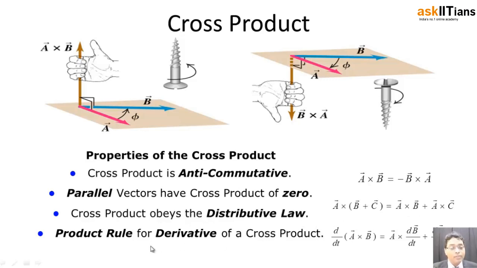Further, the product rule for the derivative of a cross product is going to be given by, and this is the normal product rule that is going to hold good. So you first differentiate one, keep the other one as it is. Similarly, differentiate the other, keep the first one as it is. So this is the product rule for the derivative of a cross product. So this is how it goes.